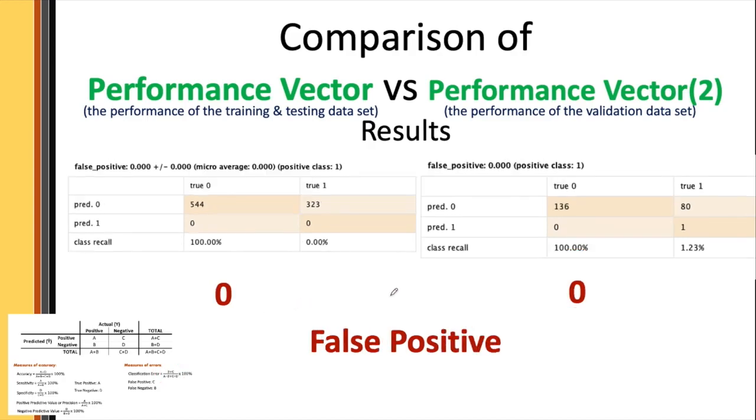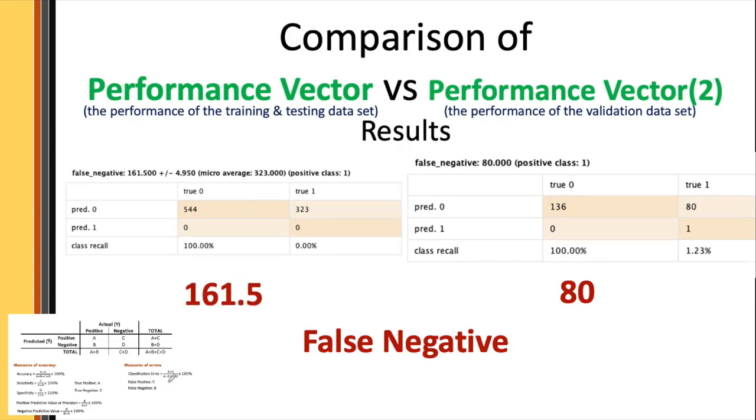Similarly, we have the false positive, in which that is just the value of C. So in this case, this is the value of C. We have 0 here and 0 here. So in terms of the false positive as the criterion, the performance of the validation dataset is just the same as the performance of the training and testing dataset.